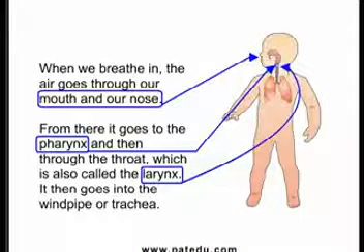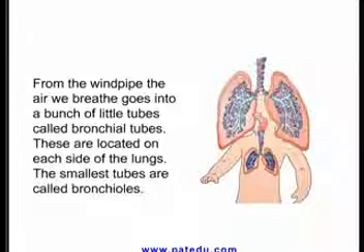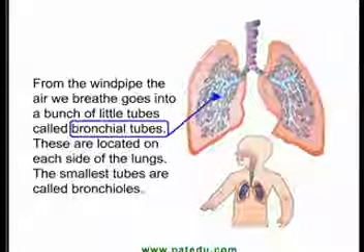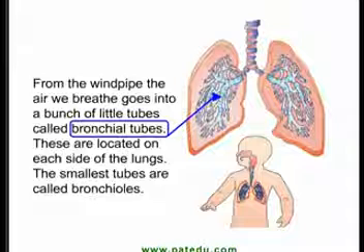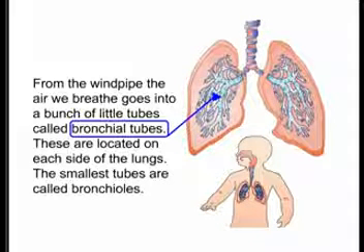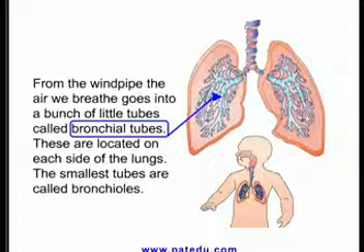When we breathe in, the air goes through our mouth and our nose. From there it goes to the pharynx and then through the throat, which is also called the larynx. It then goes into the windpipe or trachea. From the windpipe, the air we breathe goes into a bunch of little tubes called bronchial tubes. These are located on each side of the lungs. The smallest tubes are called bronchioles.